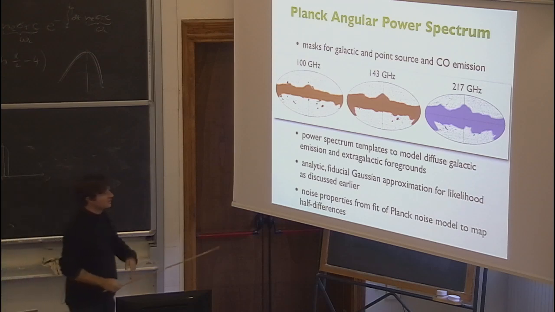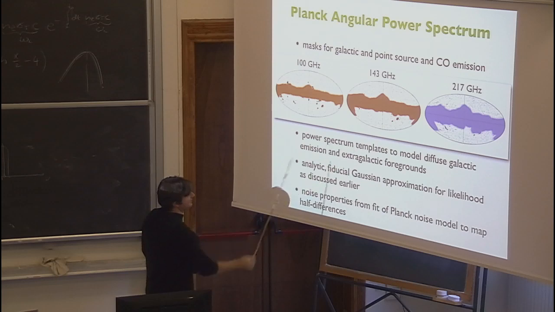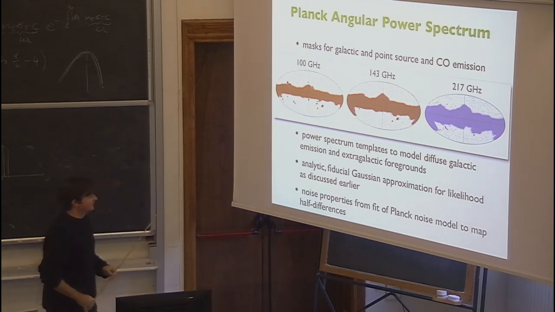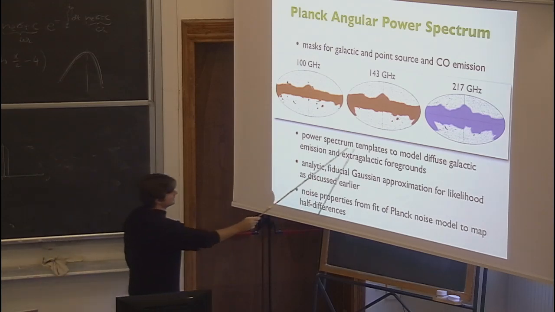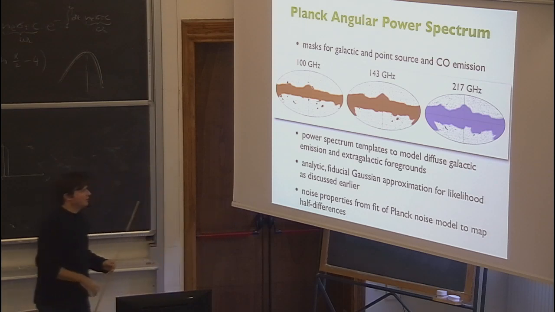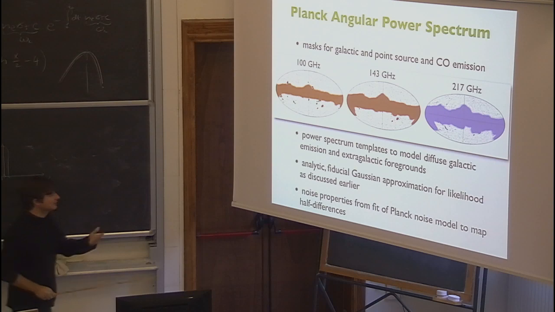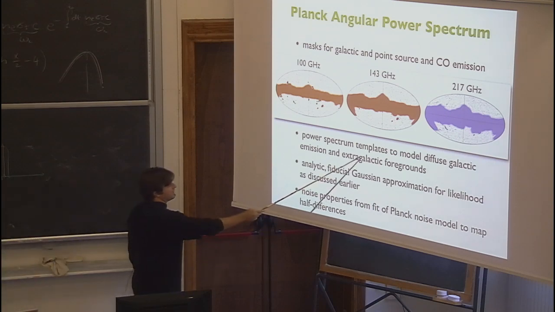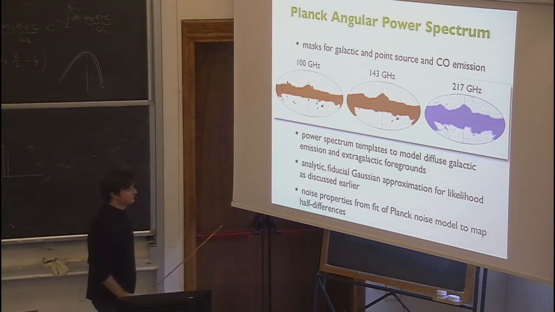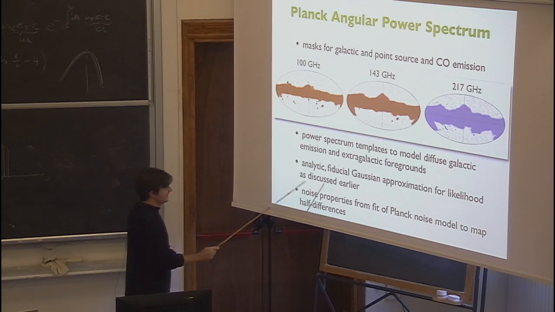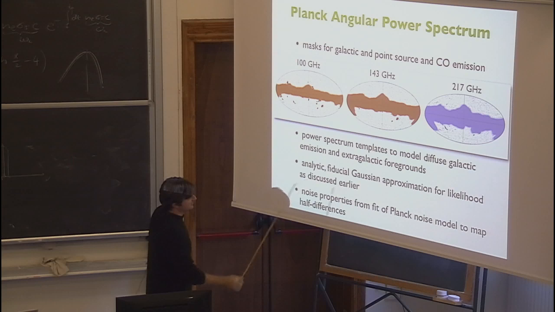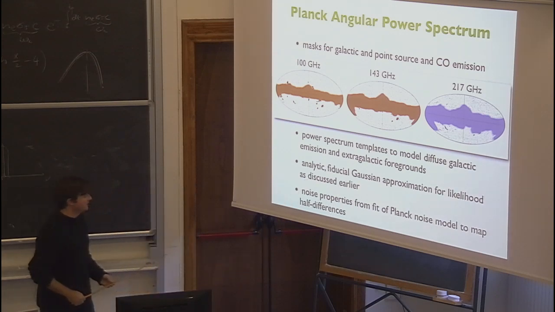This is usually modeled at the level of the, well, in the Planck analysis you could do it differently, but in the Planck analysis, it's modeled at the level of the power spectrum. So you make a model of the diffuse galactic emission, and you also have a model for the extragalactic foregrounds that you just have as templates that you subtract. And then you use this analytic likelihood approximation.